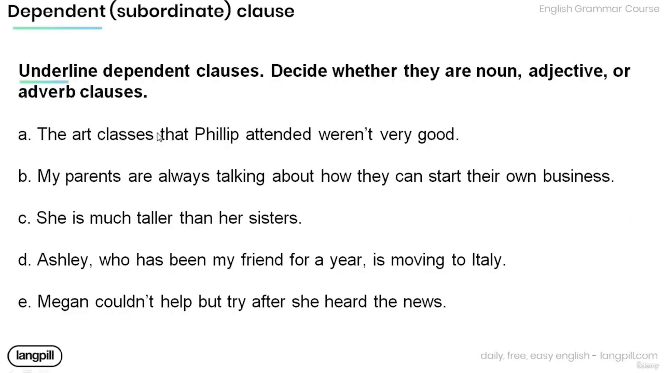Now, it's time for you to practice on your own. Read the following sentences and underline the dependent clauses. Also decide whether they are noun, adjective, or adverb clauses. A. The art classes that Philip attended weren't very good. B. My parents are always talking about how they can start their own business.